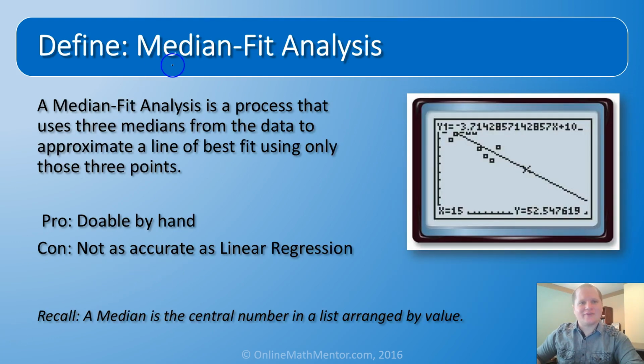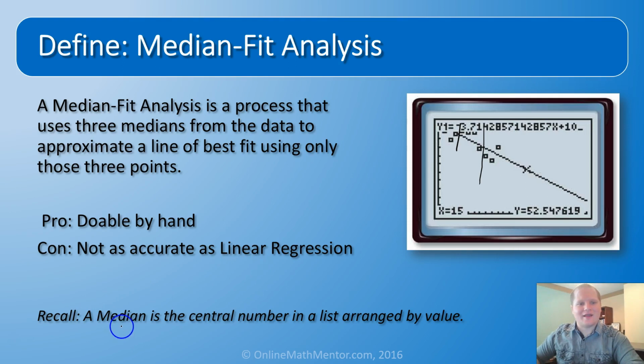Another analysis is the median fit, also called the median line. This one will be easier to understand with the example that we'll do. What it does is it takes the points and separates them into 3 sections, gets a median of each of those sections, and then bases the line off of those 3 points. I'll explain that better later. The benefit to this is that it's doable by hand, but the con is that it's not as accurate as the linear regression because you're making a couple of assumptions.